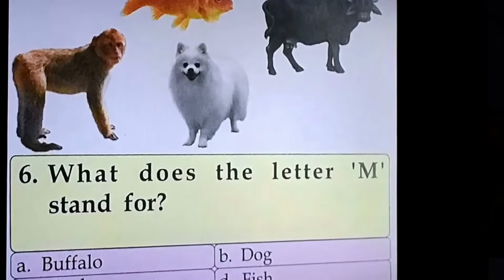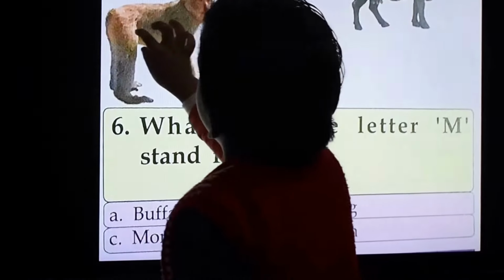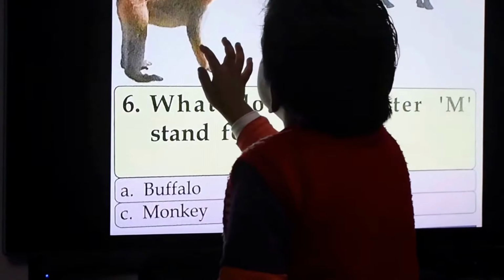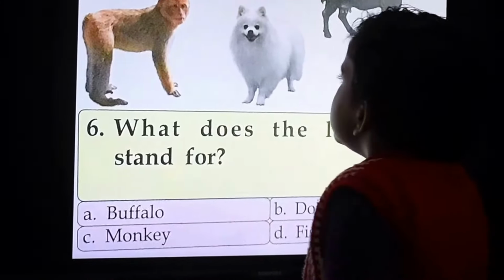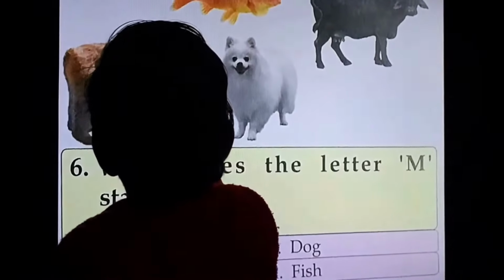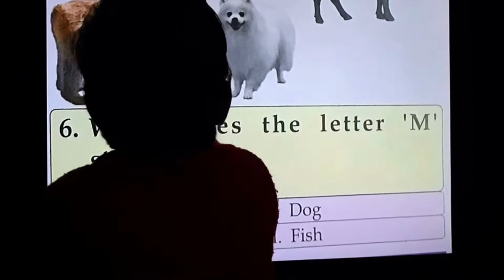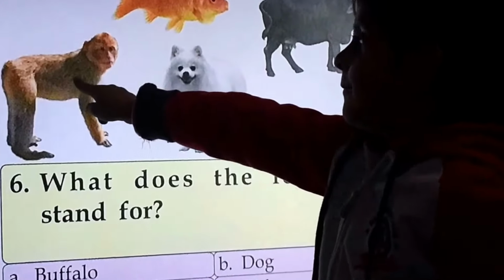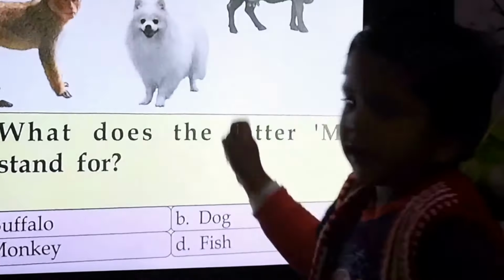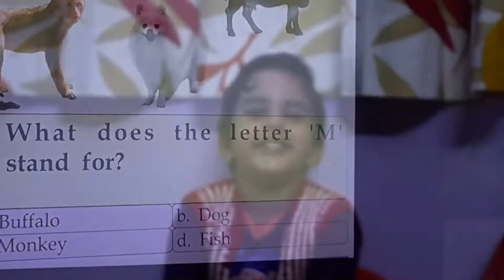What does M stand for? Can you quickly point, Choru? No, let Choru do. M stands for? M for? M for monkey. Okay, Duggu, go and point. Choru is again wrong. Choru, go and sit on the chair. M stands for? Very good. Good job. Choru, M for? Hey, M for monkey, no? Go and point out monkey. Where is monkey? Okay, good job.